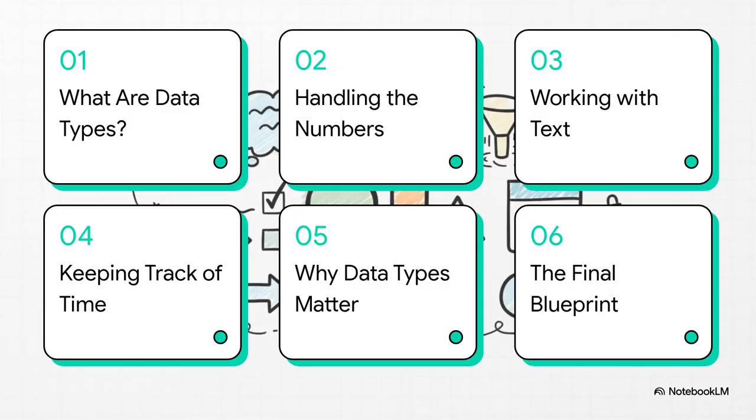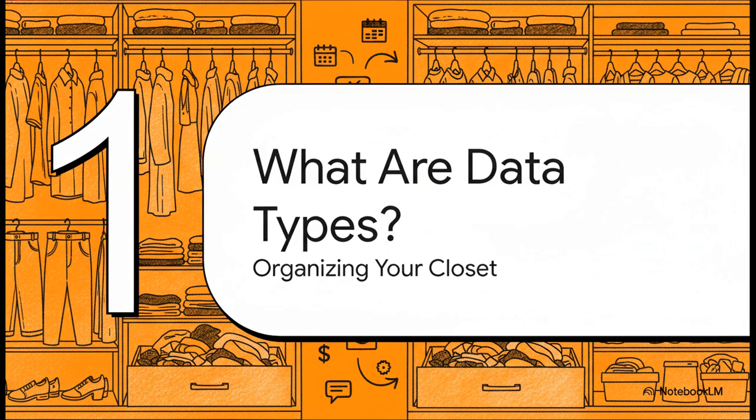So here's the game plan. We're going to start with the basics, what data types even are. Then we'll jump into the big three categories: numbers, text, and time. After that, we'll see why all of this is so important in the real world, and then wrap it all up with a handy little blueprint. So first up, what exactly are we talking about here?